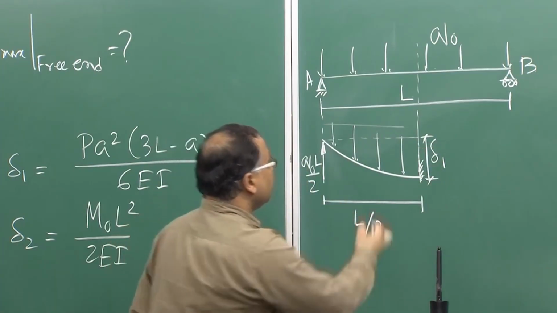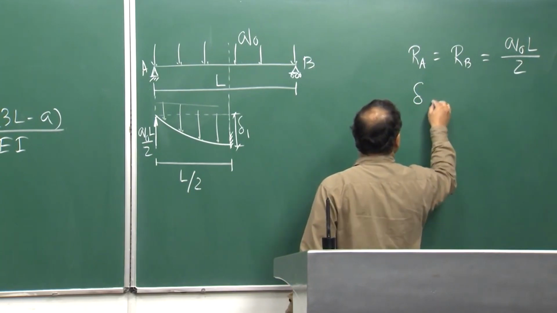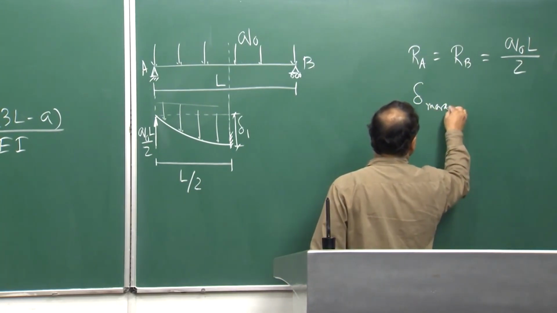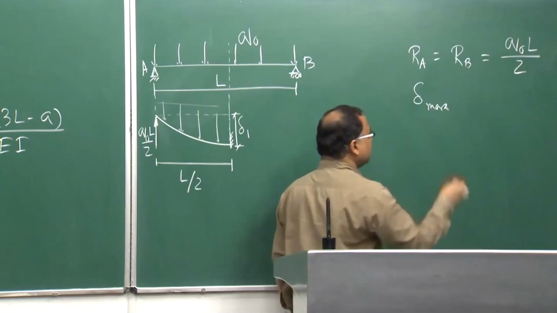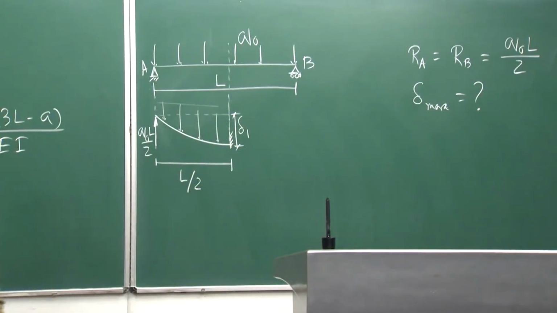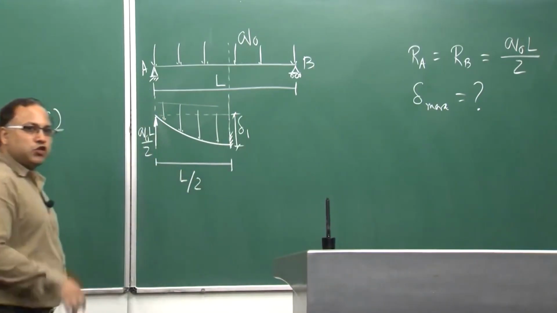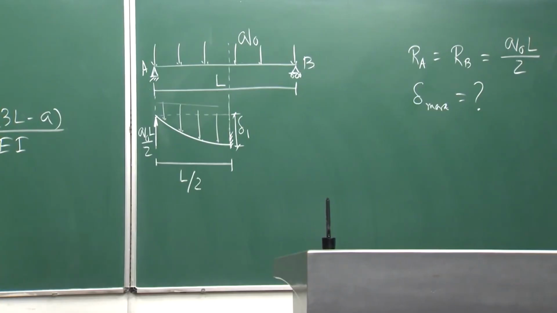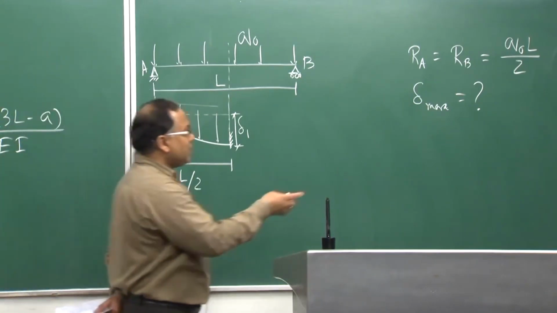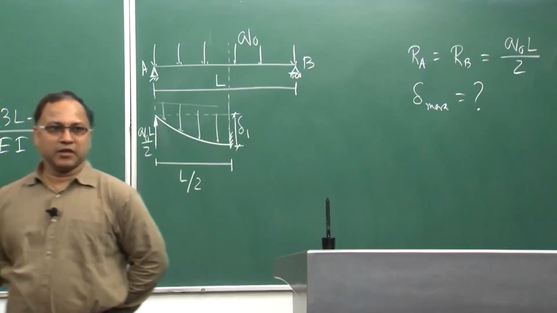Because my objective is to find out delta max, and that is happening at the midpoint of the beam. That is my objective. So, this is your delta 1. If I manage to get delta 1, then basically my job is done. Delta 1 is nothing but delta max, and where the delta will be maximum, your slope must be 0.